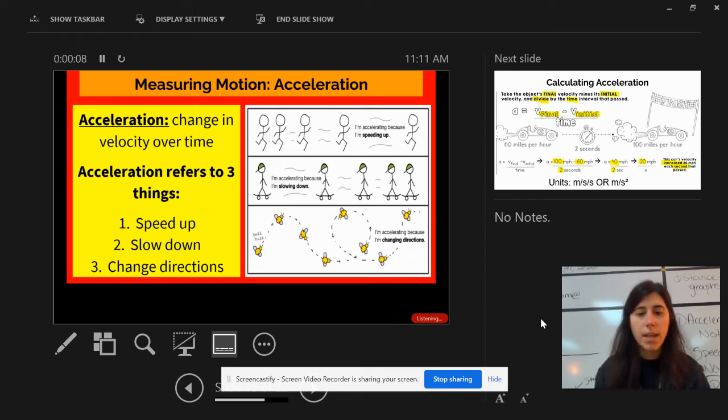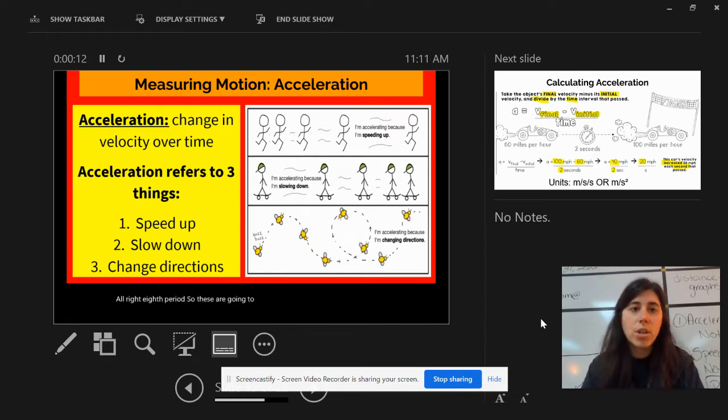All right, eighth period. So these are going to be your acceleration notes. If you'd rather just go through the PowerPoint instead of listening to me give you a lecture, then that's fine too. These notes can be found on the back of your speed and velocity notes that we took last Thursday. So this is on the back of those notes.